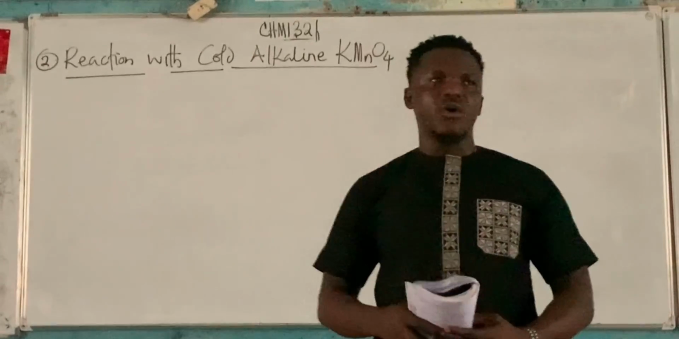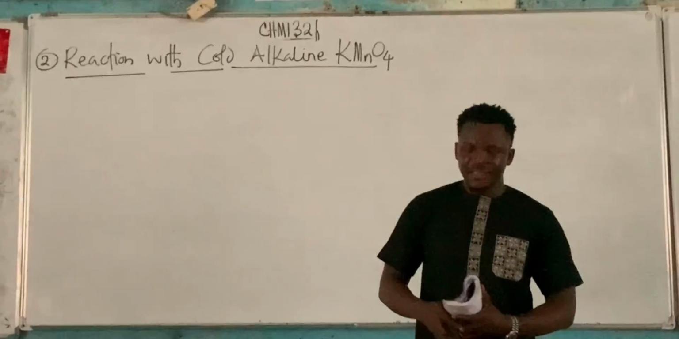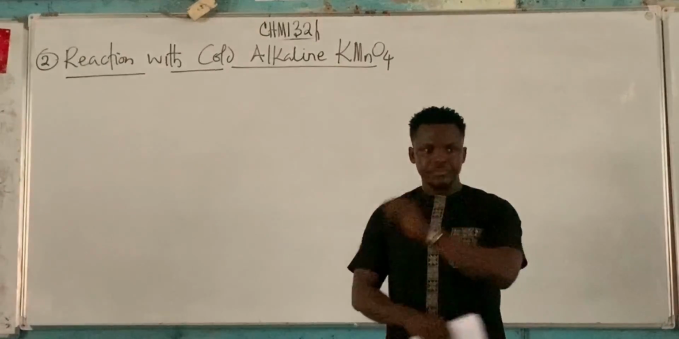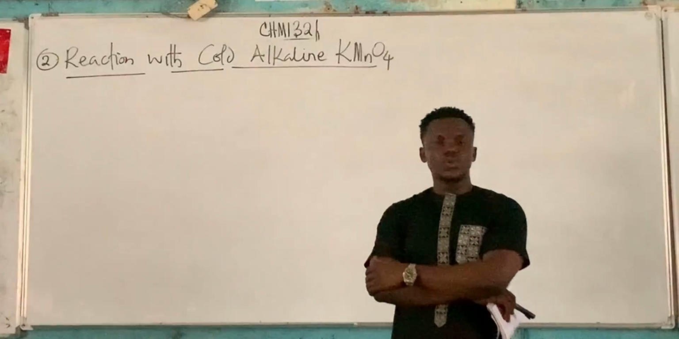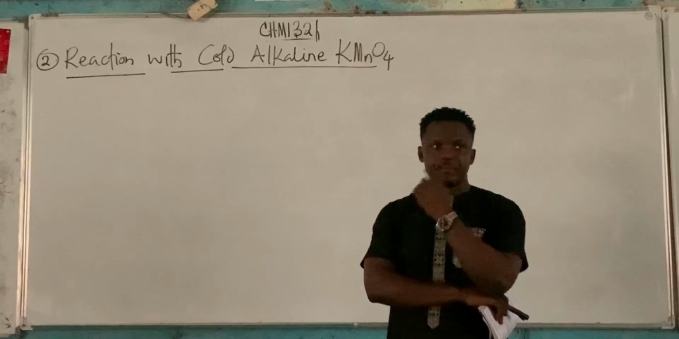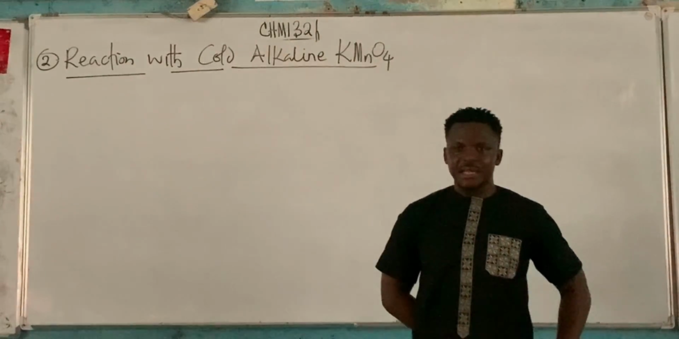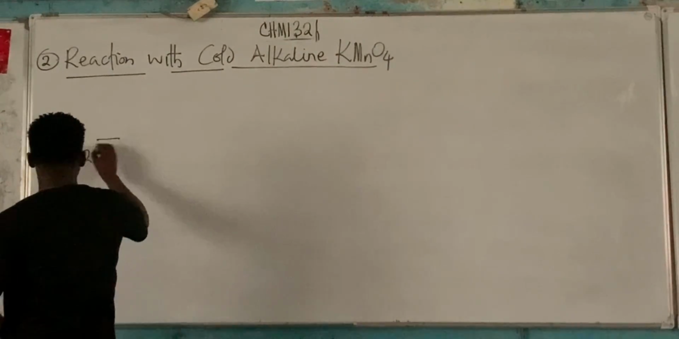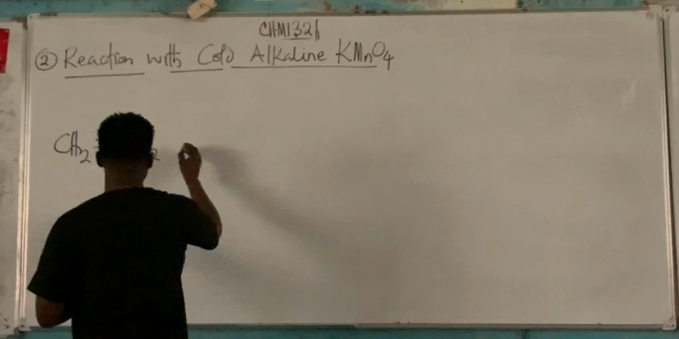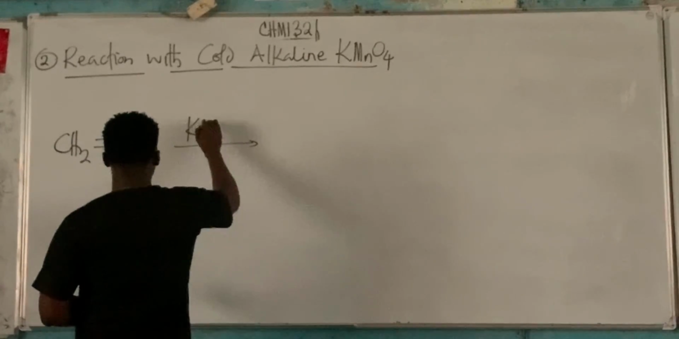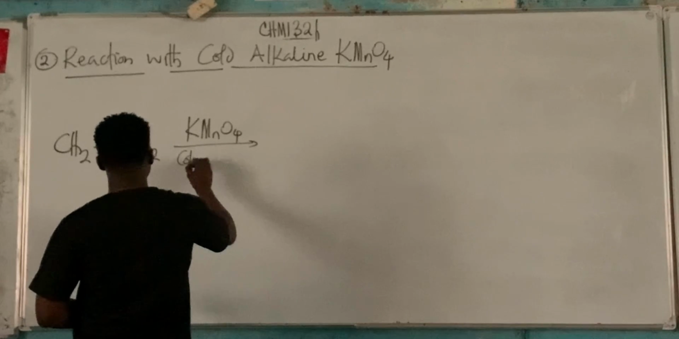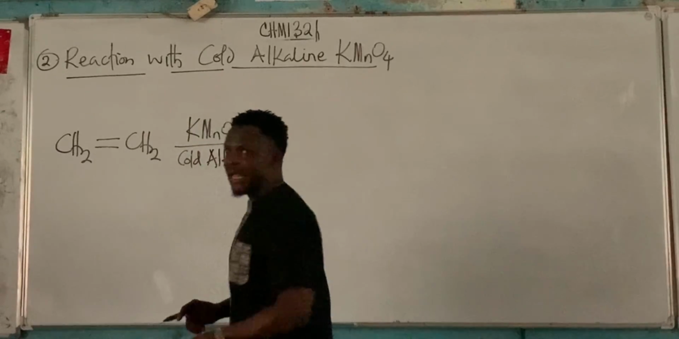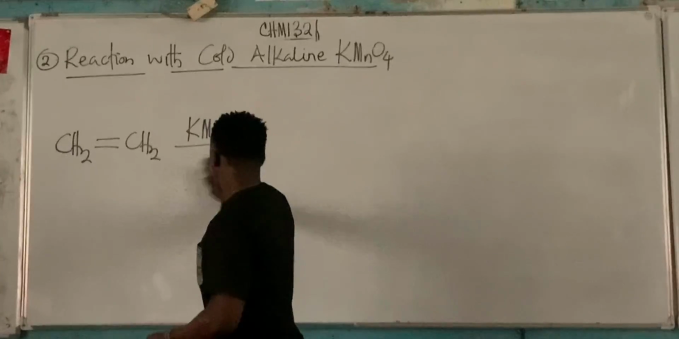Cold alkaline KMnO4 oxidizes alkenes to a vicinal diol. So we take an example, CH2, we have KMnO4, cold alkaline, or we can just write it like this.